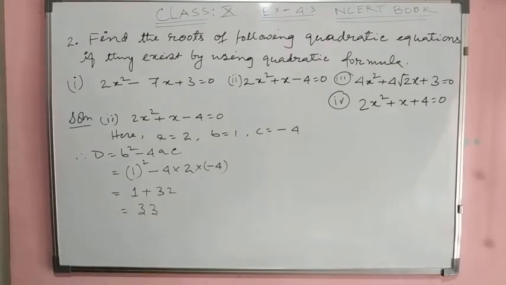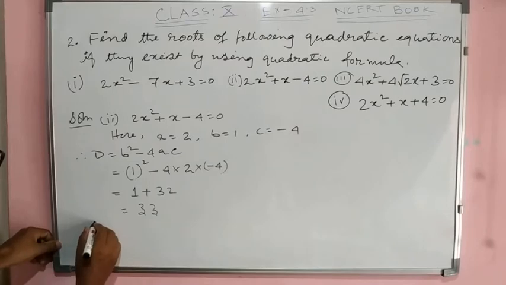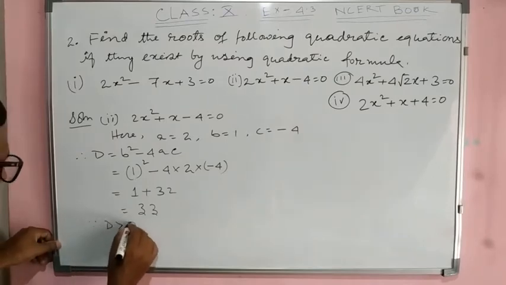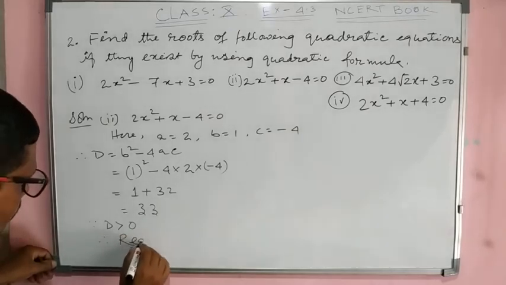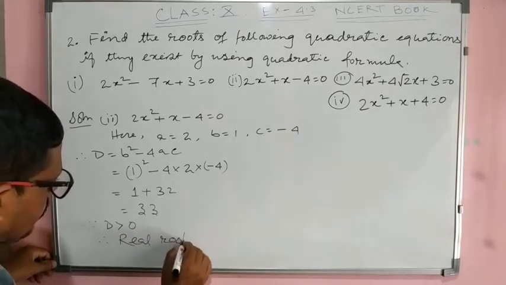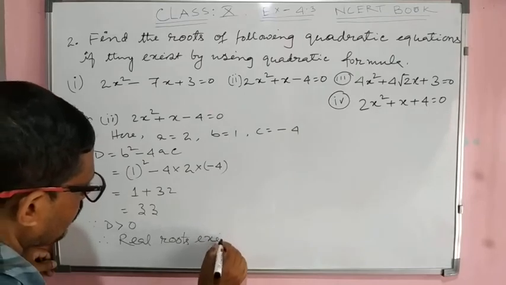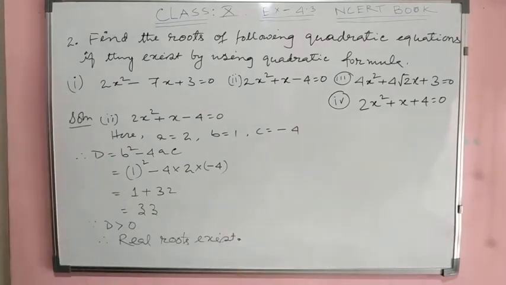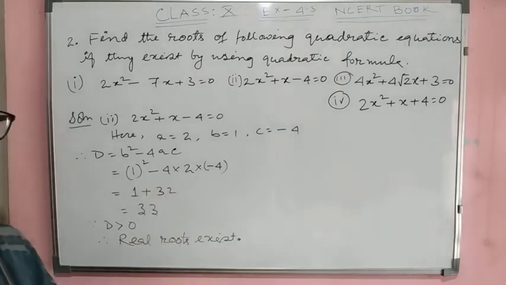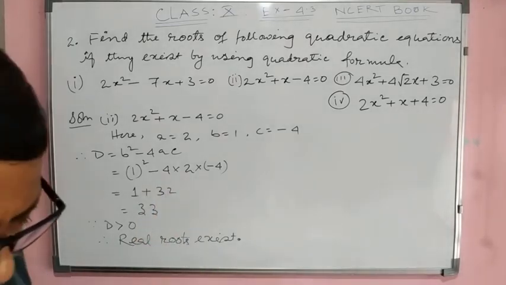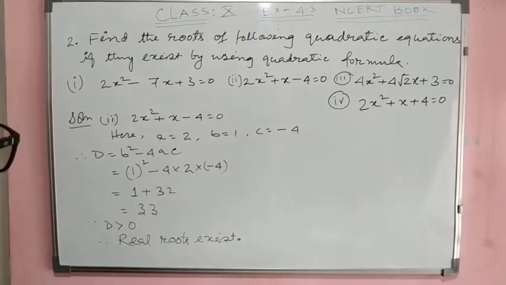33 is positive. So since D is greater than 0, real roots exist. Since the roots are real, we can now apply the quadratic formula. So let us see how to apply the quadratic formula.